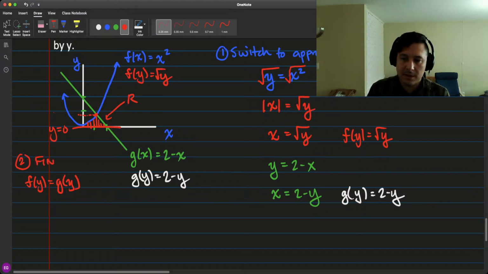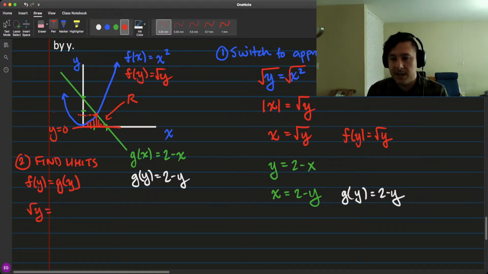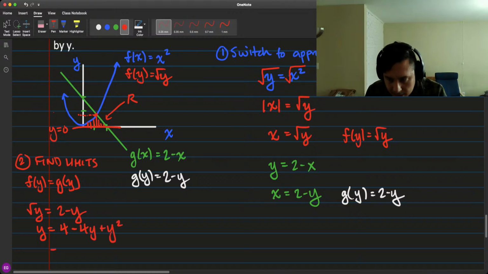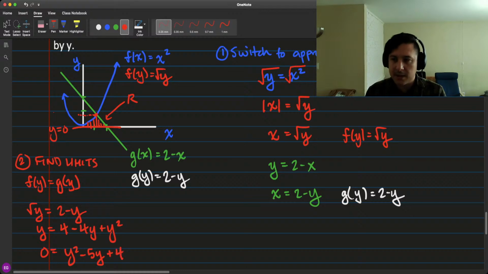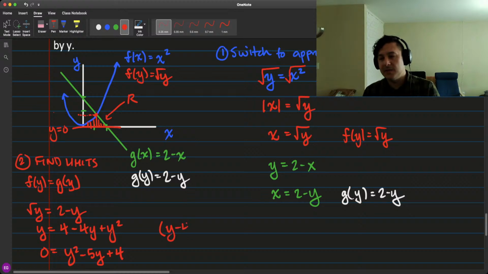So f of y is root y, and g of y is 2 minus y. I'll square both sides. y equals 4 minus 4y plus y squared. 0 equals y squared minus 5y plus 4. That factors into y minus 4 times y minus 1. My solutions are 4 and 1.